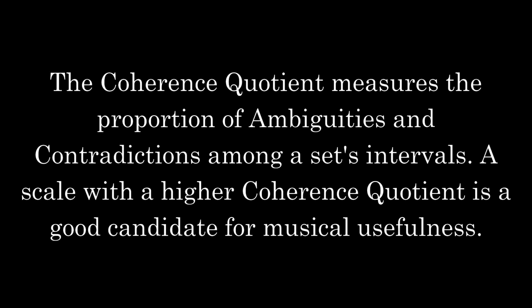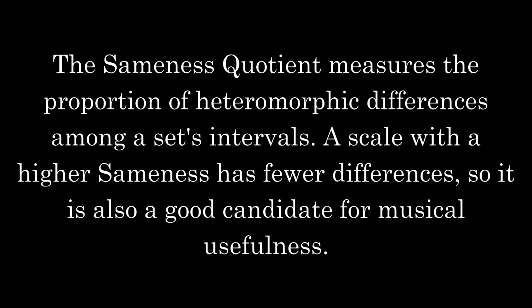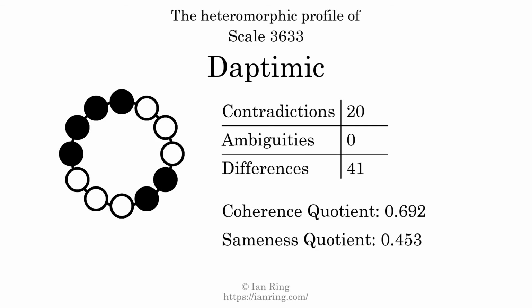The coherence quotient measures the proportion of ambiguities and contradictions among a set's intervals. A scale with a higher coherence quotient is a good candidate for musical usefulness. The coherence quotient is 0.692. The sameness quotient measures the proportion of heteromorphic differences among a set's intervals. A scale with a higher sameness has fewer differences, so it is also a good candidate for musical usefulness. The sameness quotient is 0.453.